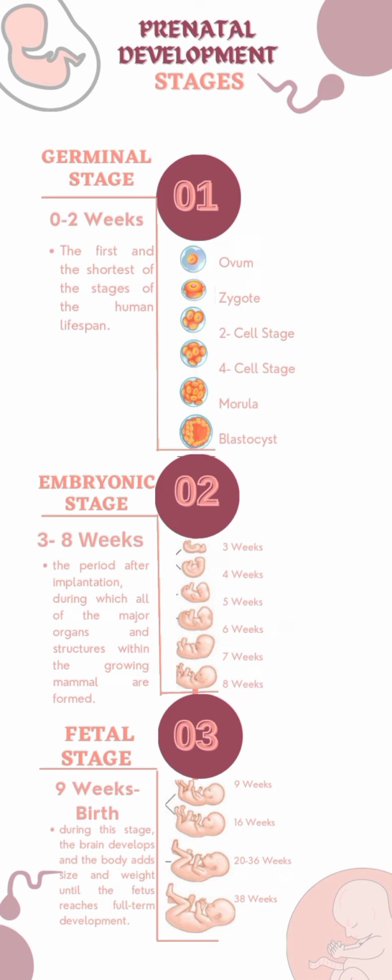It is the period after implantation, during which all of the major organs and structures within the growing mammal are formed. As you can observe in the picture, from 3 weeks until 8 weeks, the physical features are slowly formed. Also, the major organs begin to form, including the brain, central nervous system, and the peripheral nervous system.